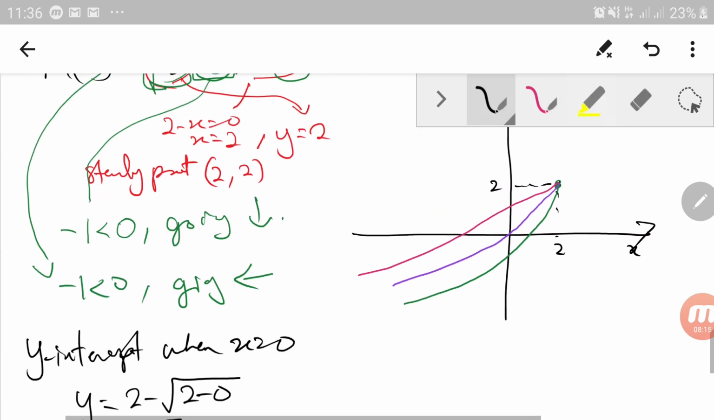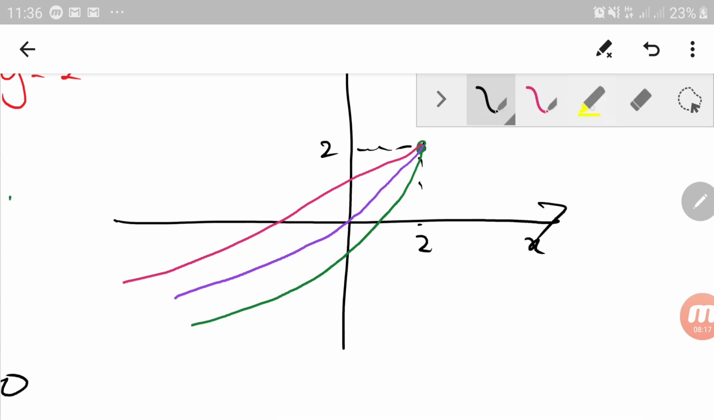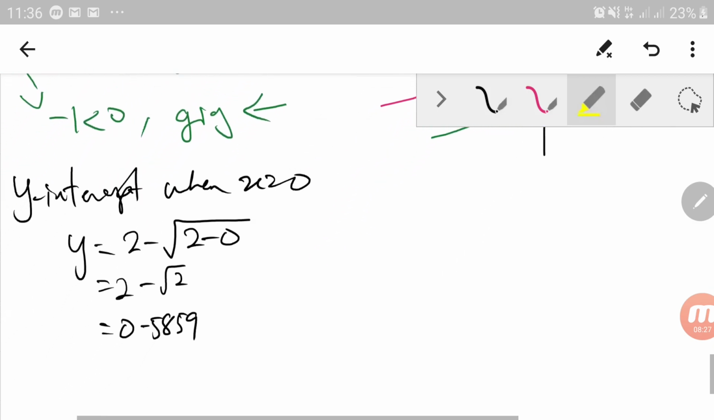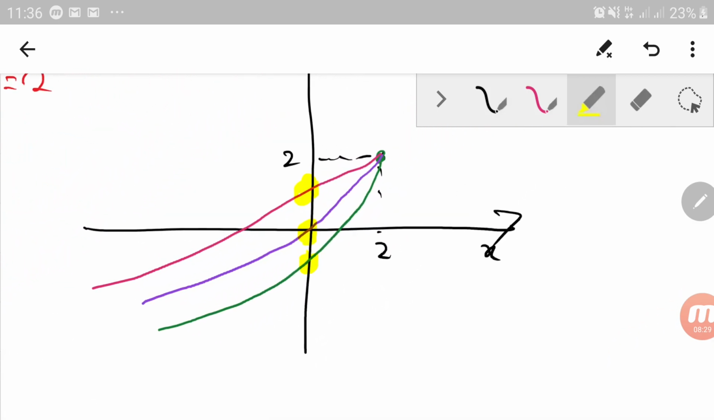So y is positive. When we compare the pink, purple and green ones, we want the y to be positive. So we reject the green one, the first one I made. The purple one also we reject. The correct curve is the pink one.